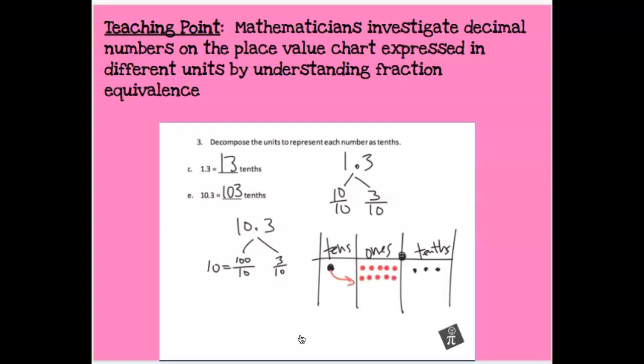And then that guy's gone because he's been exchanged for 10 ones. And then we know that each of these ones can then be exchanged for tenths. So each one of these dots gets exchanged. So 10 times 10 is 100, plus the 3, there's our 103 tenths. So you've got a variety of ways to explain this.